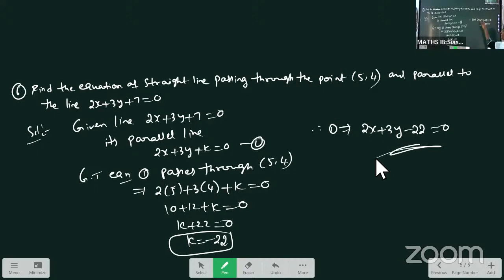So observe this equation with the given equation. The given equation was 2x plus 3y plus 7. Now the equation which we got, 2x plus 3y minus 22, means the coefficients are the same, only the constant differs. That is why we call it a parallel line.